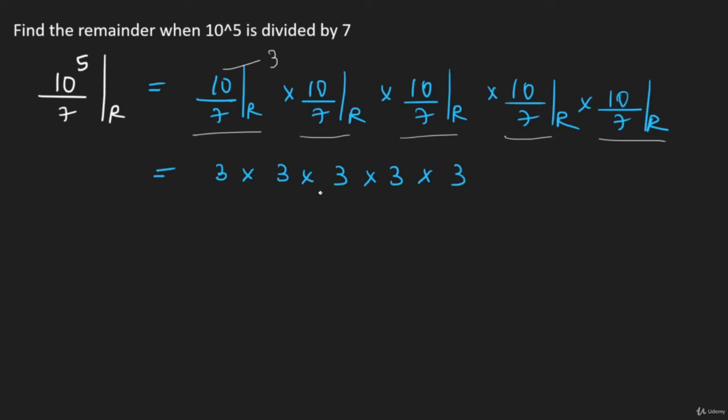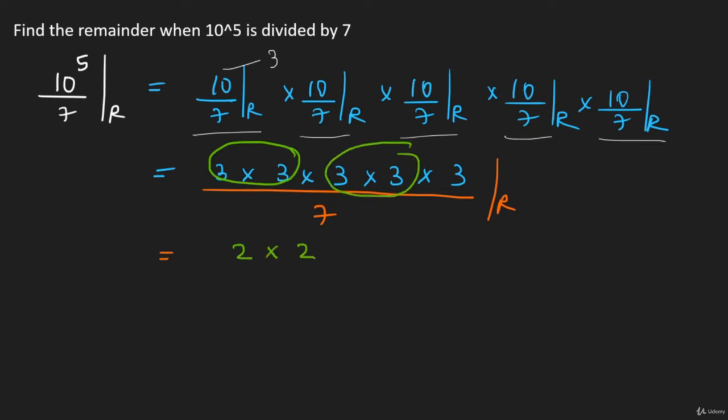Now because this expression is greater than 7, which is my divisor, I need to divide this again by 7 to get the remainder. Alright, now let me take 3 into 3 together. 3 into 3 is 9 and 9 by 7 gives me a remainder of 2, right? So I write that over here. Similarly, I have 3 into 3 over here. That gives me a remainder of 2 and I'm left with 3. Let me write that 3 over here.